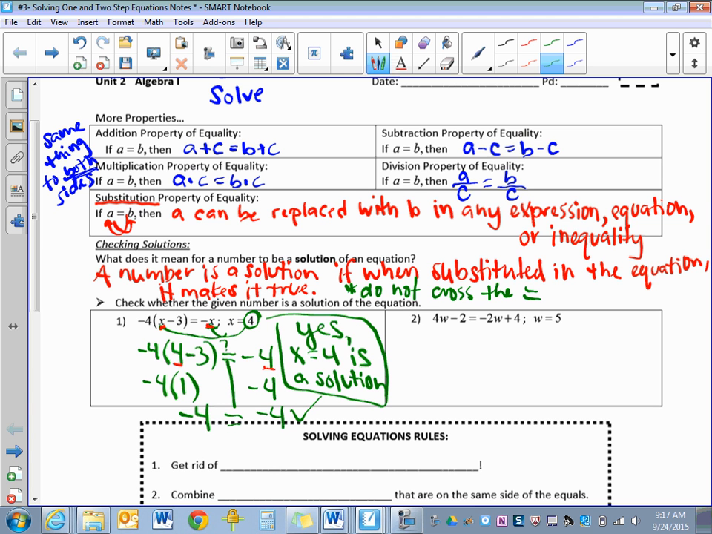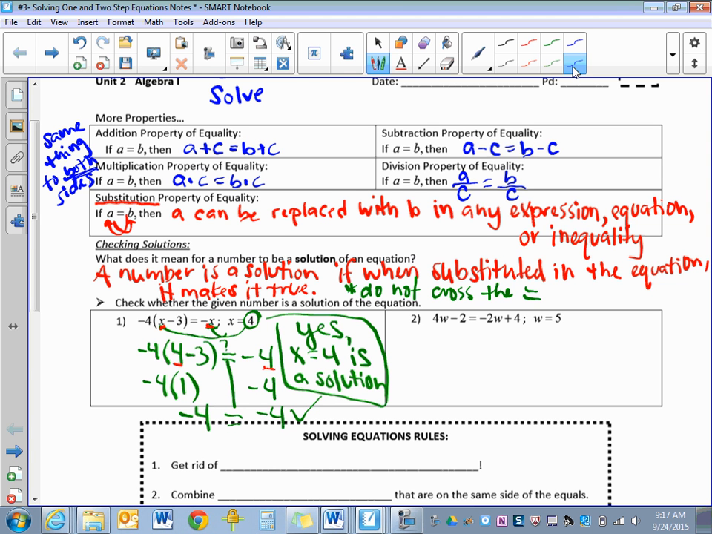Since it gave me a true statement, negative 4 does indeed equal negative 4, I know it's a solution. If it would have given me a false statement, let's say I got 8 equals negative 4, then that means it didn't work. It didn't make a true statement, so it's not a solution. So let's take a look at number 2.